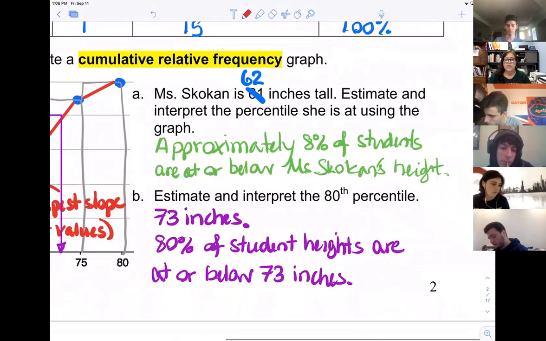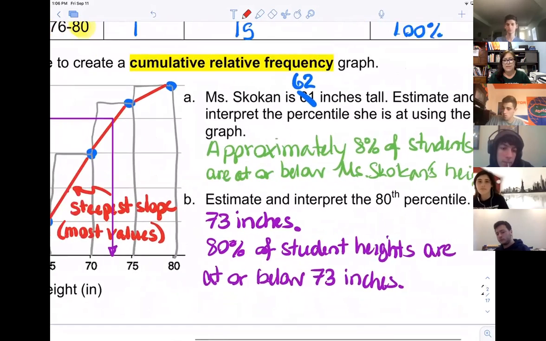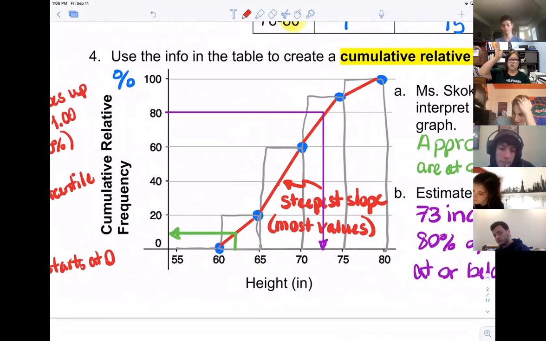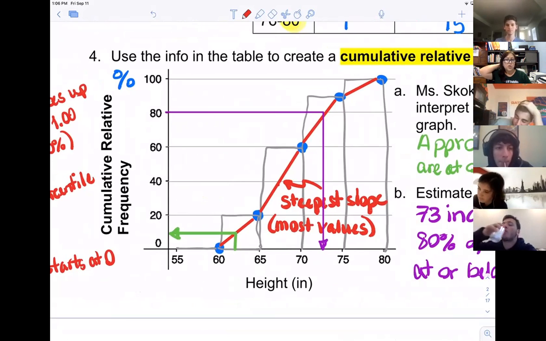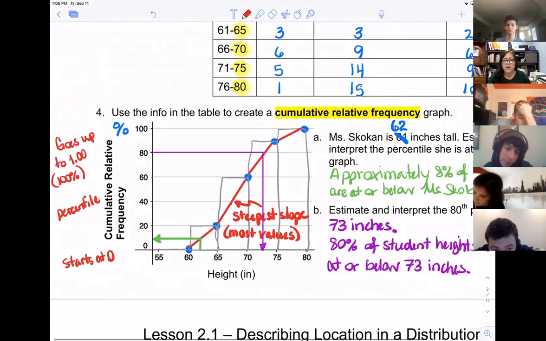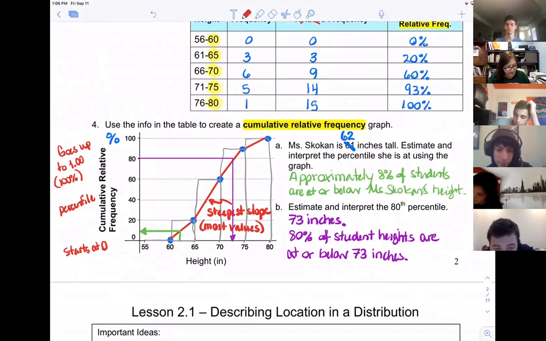Then the other question says, estimate and interpret the 80th percentile. So when it comes to the 80th percentile, we're going to start on that vertical axis at 80. We're going to trace across to the curve, and then we're going to shoot straight down to our axis to be able to read the value off of that. And again, imperfect eyes, I read it as about 73. So when we interpret, 80% of the student heights are at or below 73 inches.